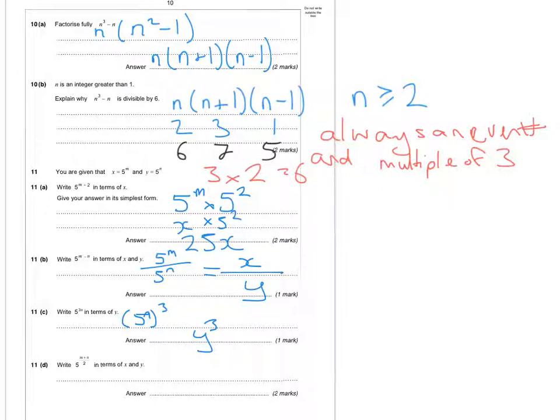And 5 to the power of m plus n over 2 in terms of x and y. So when we add, it is times, and the power of a half will be square root, so it's the square root of 5 to the power of m times 5 to the power of n, so it's the square root of x times y.